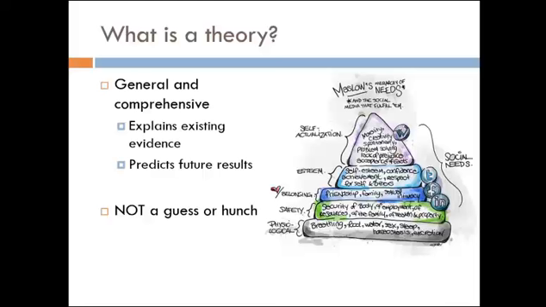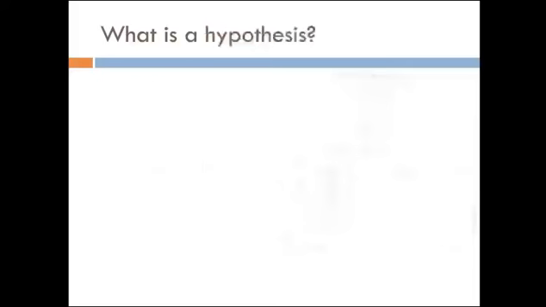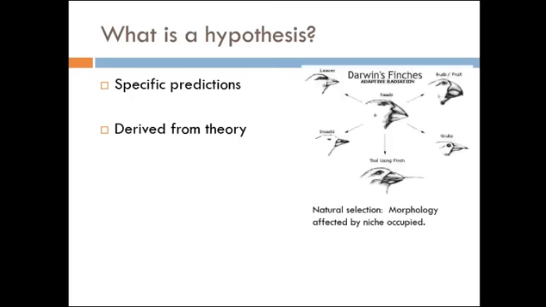But the idea is that it's not just a guess. It's based on what we've seen so far, what we know so far. This is my best attempt to organize that into a coherent story, a coherent account of why this evidence is as it is. That's different from a hypothesis. A hypothesis is a specific prediction that is derived from a theory usually. So from the theory of evolution, we might make a specific prediction that isolated populations will show more diversity than populations where there's intermingling.